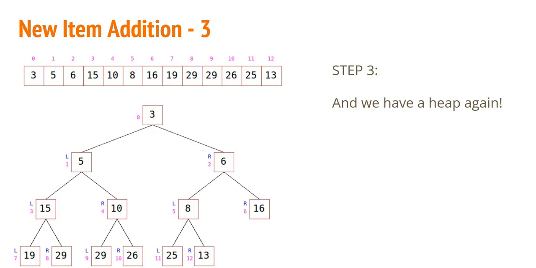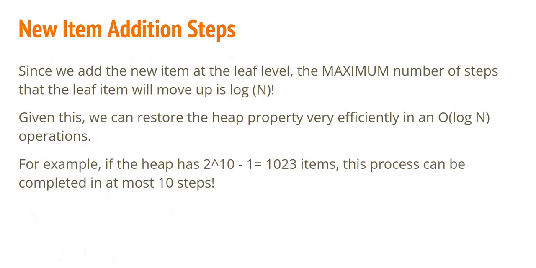This is phenomenal. Basically, I have a heap, let's say, of 1023 items. In at most 10 steps, I can again restore the heap property, because like I said, the maximum number of steps that the leaf item has to move is log of n. So that's why I said that when a new item comes in, restoring a heap is a matter of log of n compared to, let's say, the sorted case.